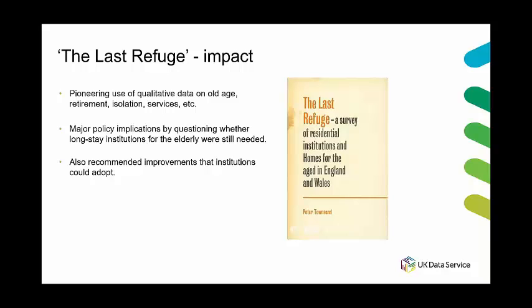And the second reason was that this study had major policy implications because Townsend's results challenged whether long-stay institutions were really the best place for the elderly. And I think part of the conclusion of this book that he's written is that for many elderly, in some circumstances, they are not the right form of institution. And it also had a lot of practical implications in that he recognized that people needed not just criticism, but also suggestions. And he came up with some recommended improvements that institutions could adopt.